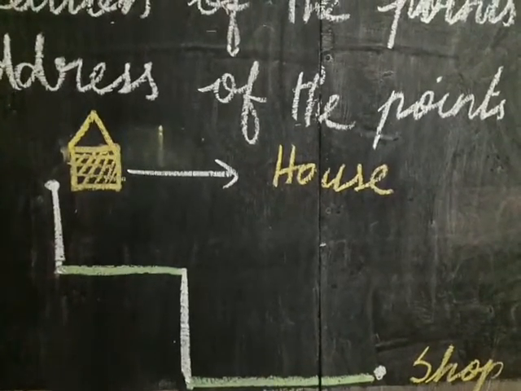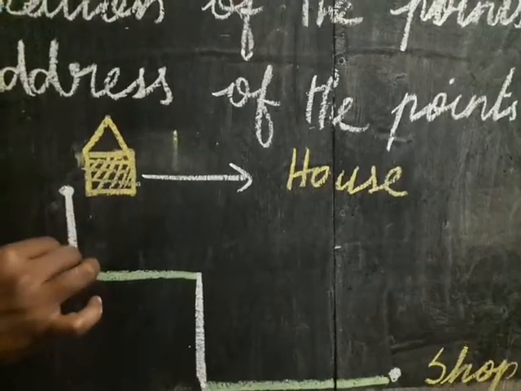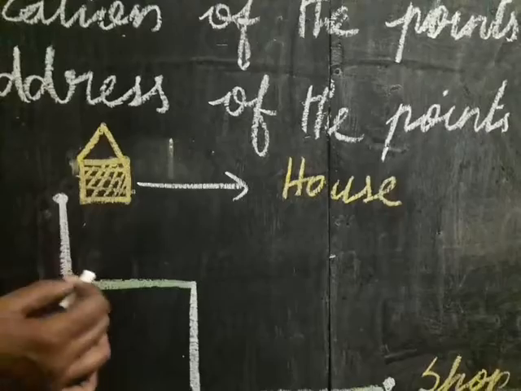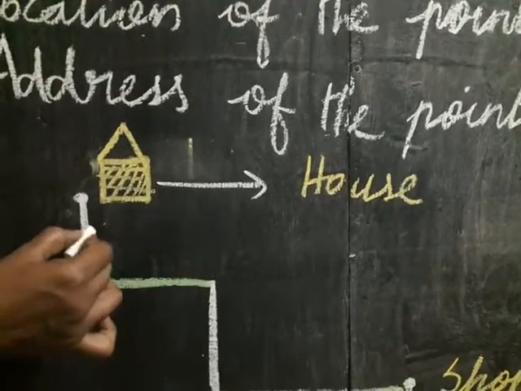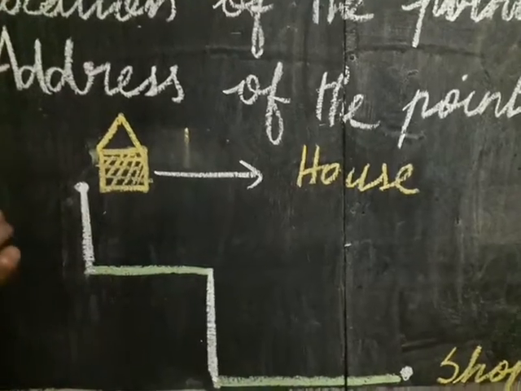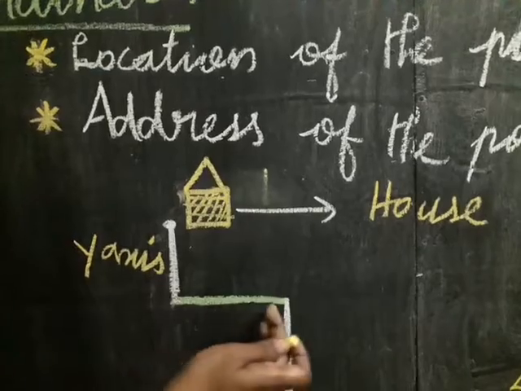Here, what do you understand? See this line. This line is a vertical line. The vertical line is called the y-axis.